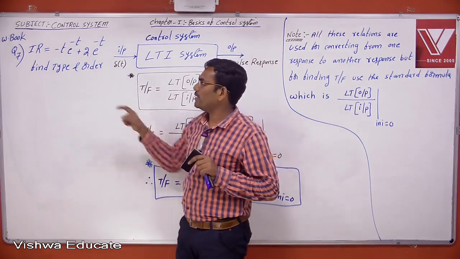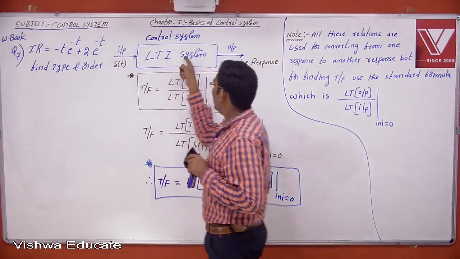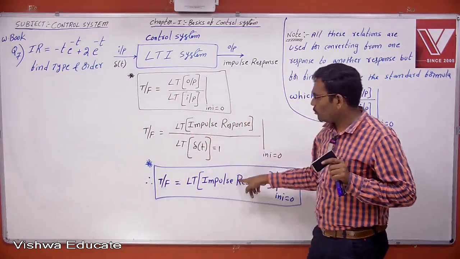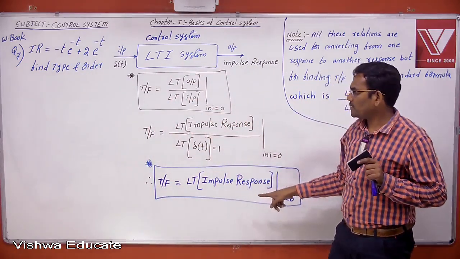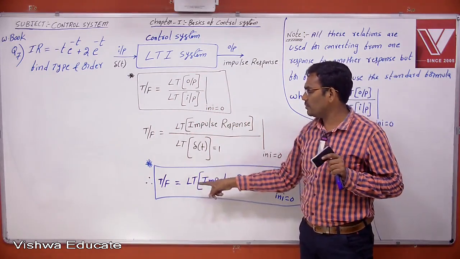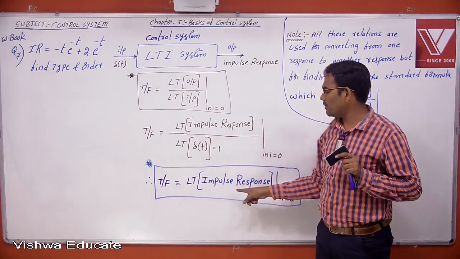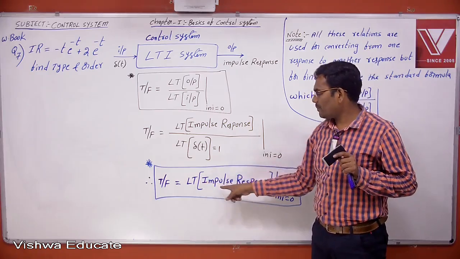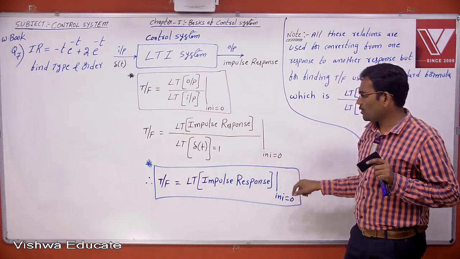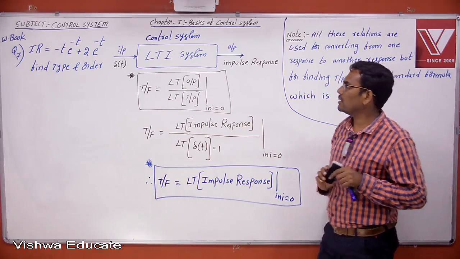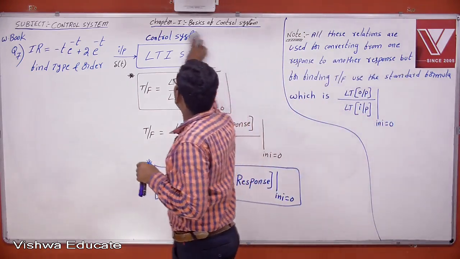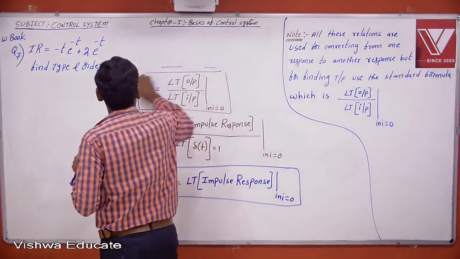But just now I am saying, when there is an impulse response for a linear time invariant system, then you know the transfer function definition. What is the transfer function of a linear time invariant system? The transfer function of a linear time invariant system is defined as Laplace transformation of impulse response with all initial conditions equal to 0. Therefore, use that particular definition and find the transfer function first.